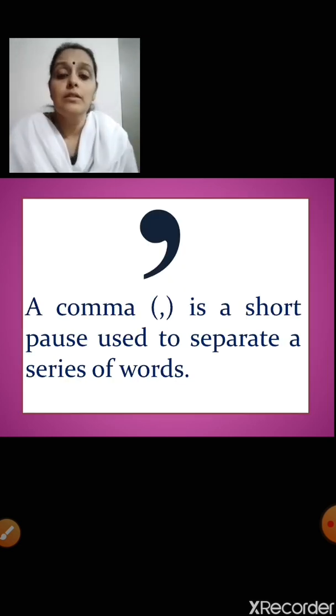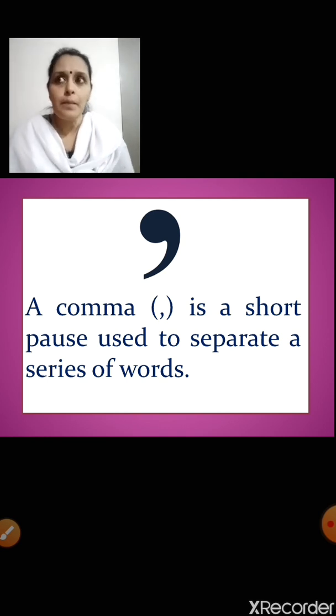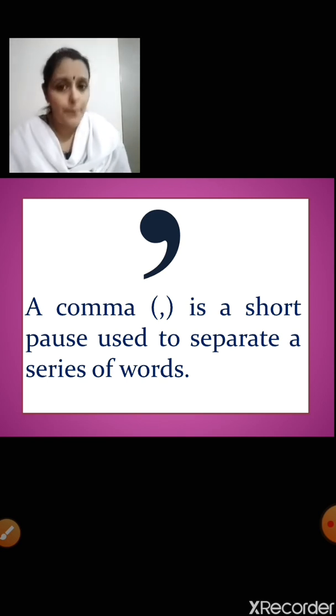Now this is a comma. What is this? It is a comma. This sign, this symbol is called a comma. A comma is a short pause used to separate a series of words. When I say, I like pizza, I like Maggie, I like cake, I like ice cream, I like chocolates, instead of saying so many sentences, I will write it in one sentence.